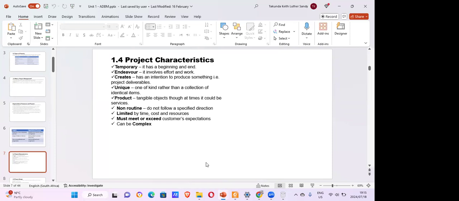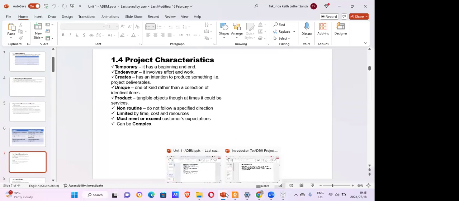A project is limited by time, cost, and resources. As I have said when I was explaining that, you'll be looking at a schedule for that project, and there is a budgeted cost for that project again, all right? And the resources are limited. There are no infinite resources for a project. And lastly, a project should meet or exceed the customer's expectation, okay?